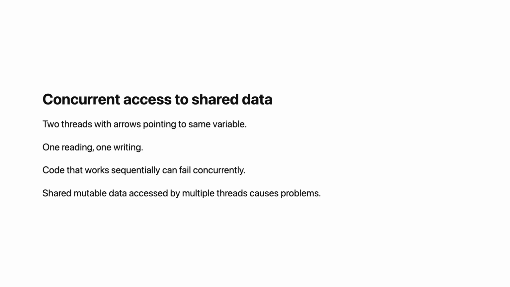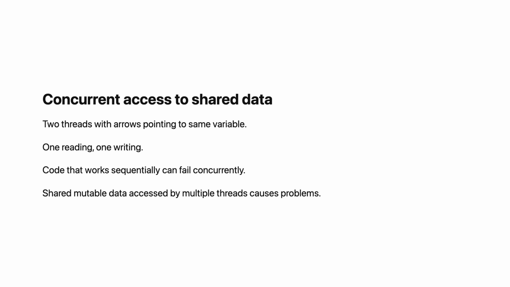The reader might see partial writes. Two writers might overwrite each other. This is not a bug in your logic. Your code might be perfect for sequential execution, but concurrent execution changes everything. The same code that works sequentially can fail concurrently. This is subtle. This is dangerous.